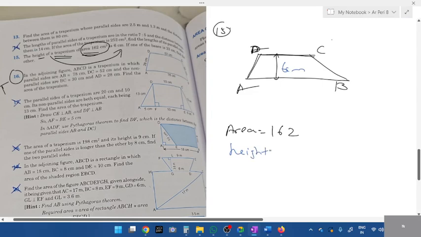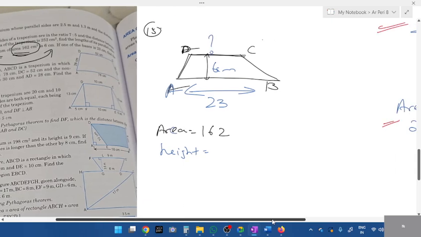And what else is given? If one of the bases is, how much, students? 23. When we talk about base, let us take AB as 23. What do we need to find? Find the other base. Which one will be the other base according to the area formula? Which means the other one? CD. Yes. Very good.